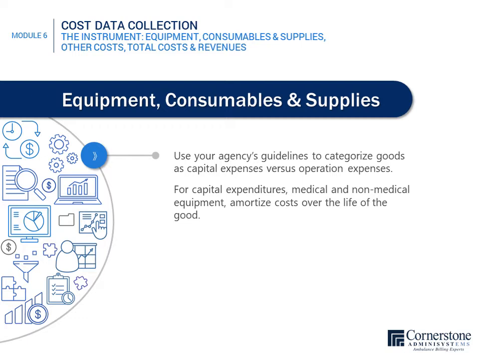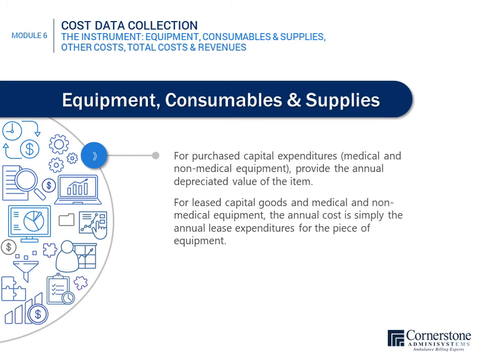And for capital expenditures, medical and non-medical equipment, CMS wants you to amortize the cost over the life of the good. For purchased capital expenditures, including both medical and non-medical equipment, CMS wants you to provide the annual depreciated value of the item. For leased capital goods and medical and non-medical equipment, the annual cost is simply the annual lease expenditures for the piece of equipment.